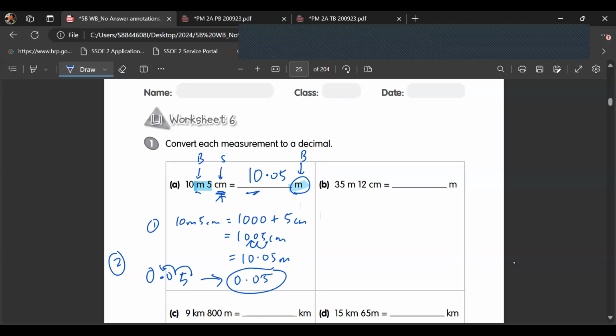Okay? So likewise, if I choose the second method, I see meters is here already. So I don't bother about the meters, I leave it as it is. I just work with the centimeter. So 12 divided by 1 and 2. So 0.12. So I just put it at the back. Is it okay? Am I going too fast? Quite okay, right?